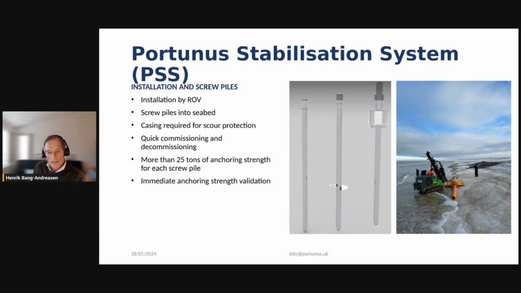Where we have scour protection, we actually use a casing. So we drill through first the scour protection with a casing, and then we drill the screw pile through this casing into the seabed beneath the scour protection. This allows us to still, through scour protection, provide a quick commissioning, and later at decommissioning, we can equally provide a quick decommissioning time.